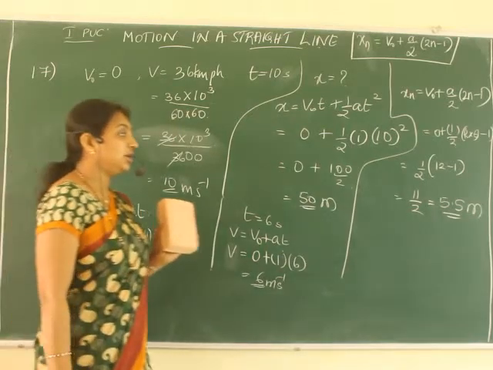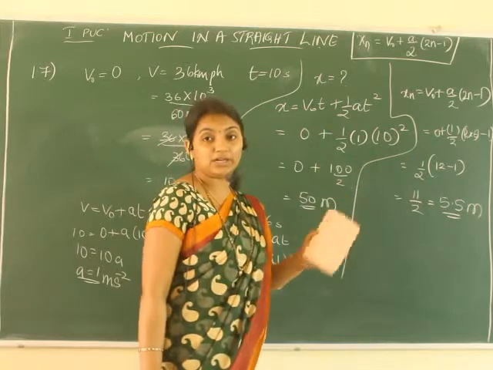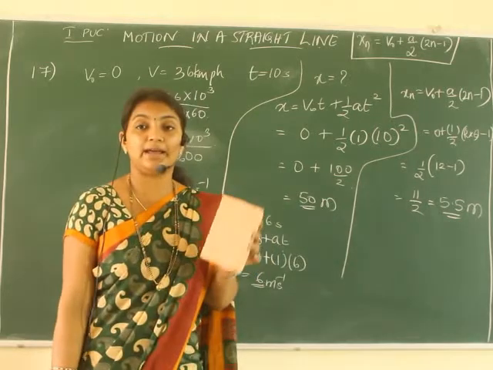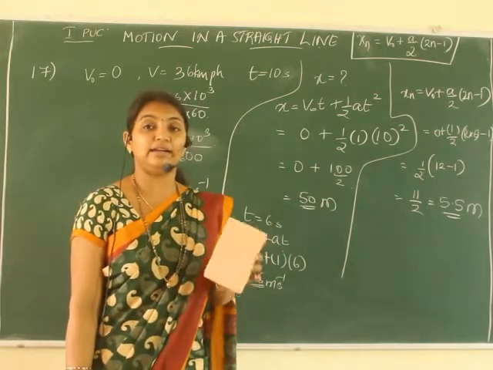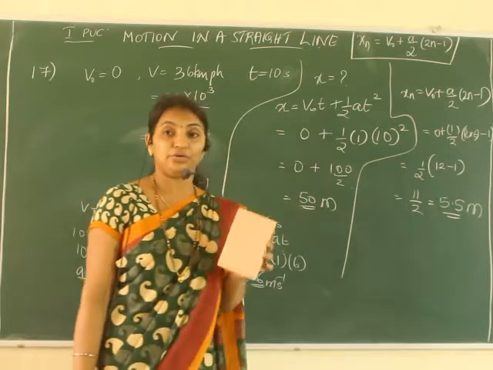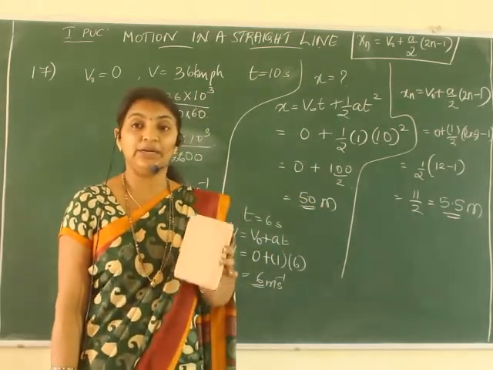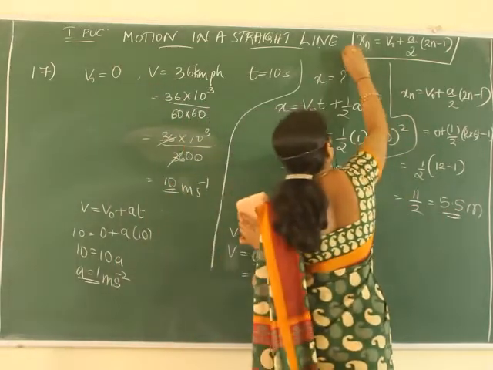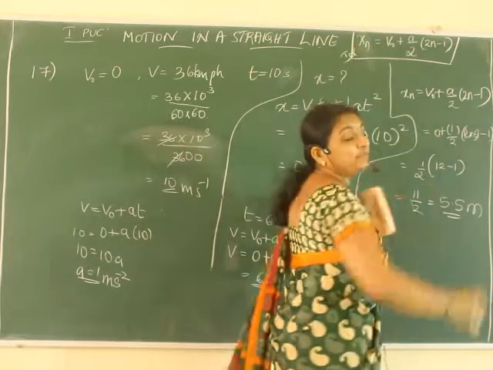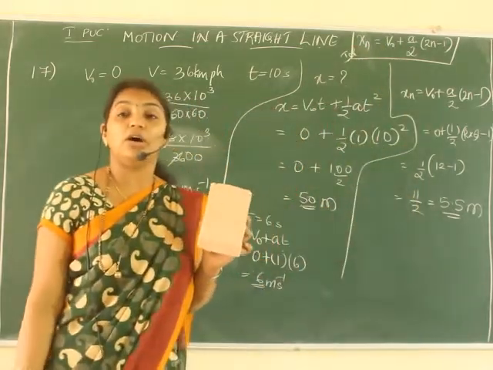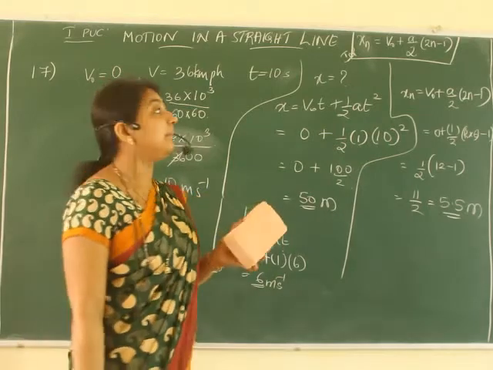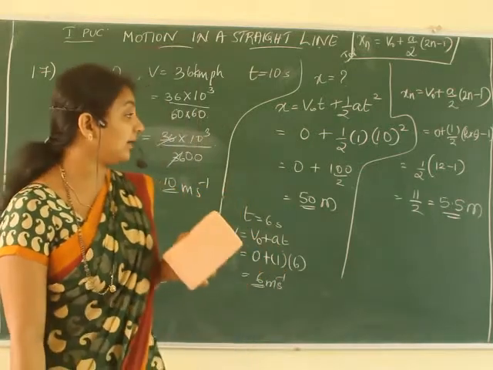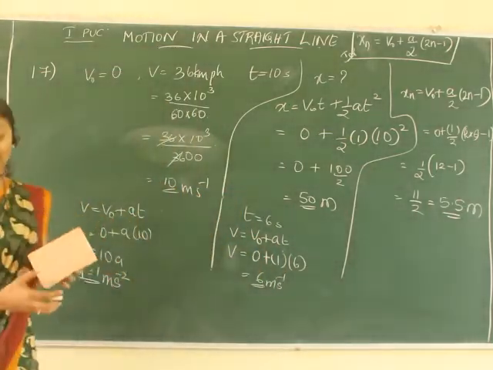Correct? Understood? So after solving this problem, if you have not written that note, please write a note. The distance travelled by a body in nth second, formula is xn is equal to v naught plus a by 2 into 2n minus 1. Important, because this formula is not there in your theory, but for solving problems this formula is very, very important. Okay? Next, question number 18.